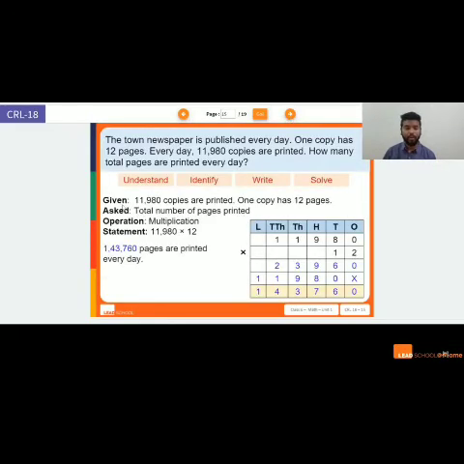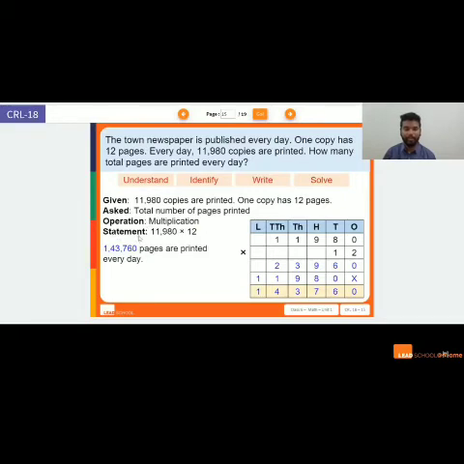Okay. So I already know the given is 11,980 copies are printed. One copy has 12 pages. What have they asked? Find the total number of pages printed. The operation I'm choosing is multiplication, because how many total pages are printed every day? So this is repeated addition. So I'm quickly using multiplication.